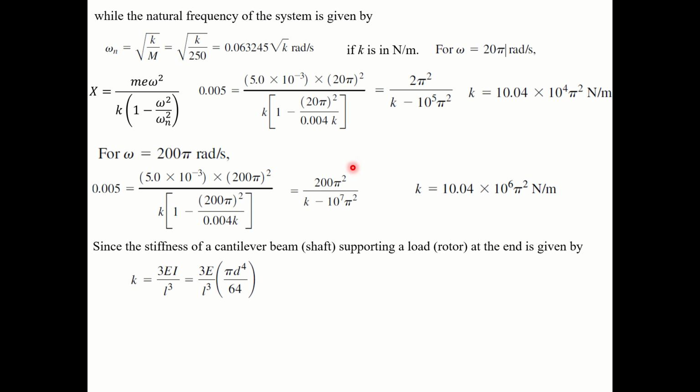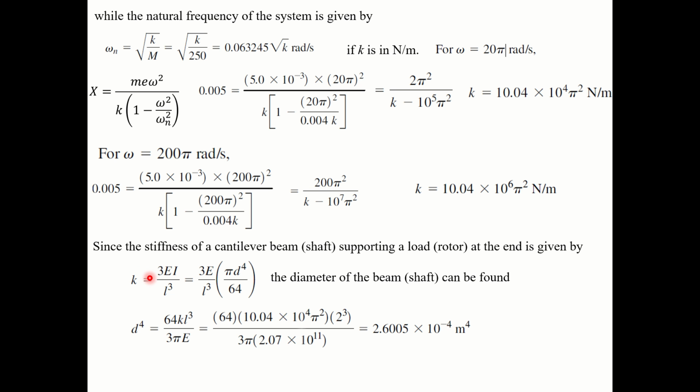Since it is a cantilever beam, we consider the cantilever beam stiffness, which is given by K is equal to 3EI by L cube. Now put I is equal to pi d to the power 4 by 64. E is Young's modulus of the shaft. The shaft is steel, so they have given steel, but they have not given Young's modulus. You should know that Young's modulus, and you should know this formula. So find out d. This is the overall picture of this problem.